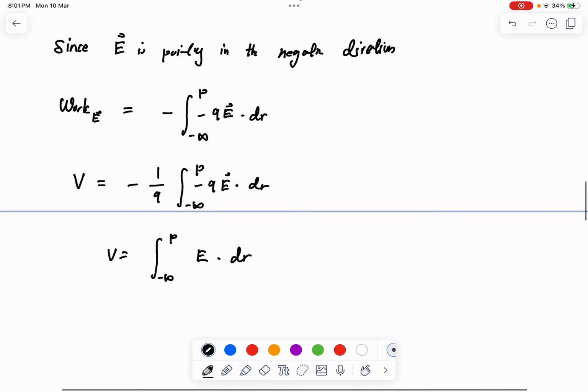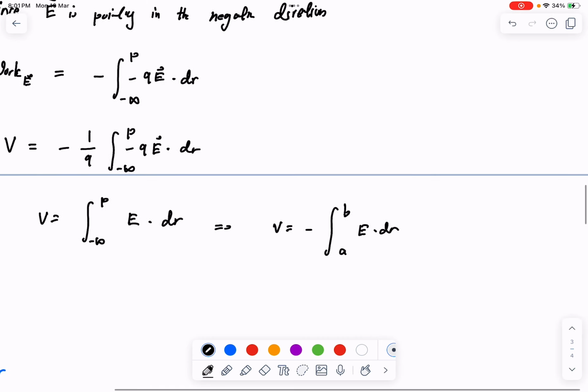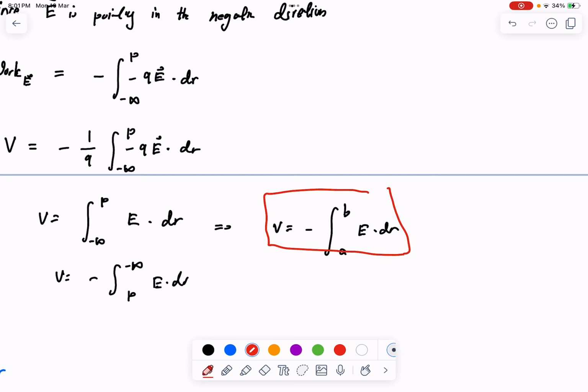And usually this equation is written in this way: V equals negative integral from A to B of E dot dr. We're just switching negative infinity to P. Basically, it's the negative integral to P of E dot dr, and this is how the equation goes. Sorry, that's a really bad square.